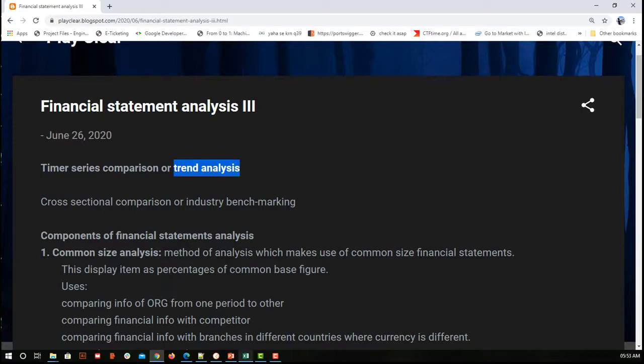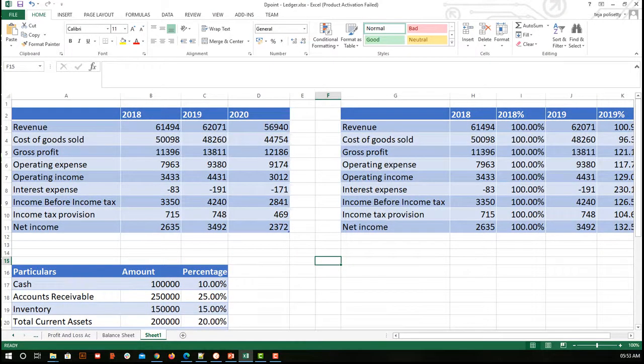For that, let me show you this Excel sheet. Let's focus on this first table. Let's focus on this net income. It was 2635 initially, then it took a height, then it took a dip. So it is like a bell curve, not regular, sometimes going up, sometimes going down. Similarly, this one is 61494, and after that it went down, and down again. So here the trend in the revenue is continuously going down.